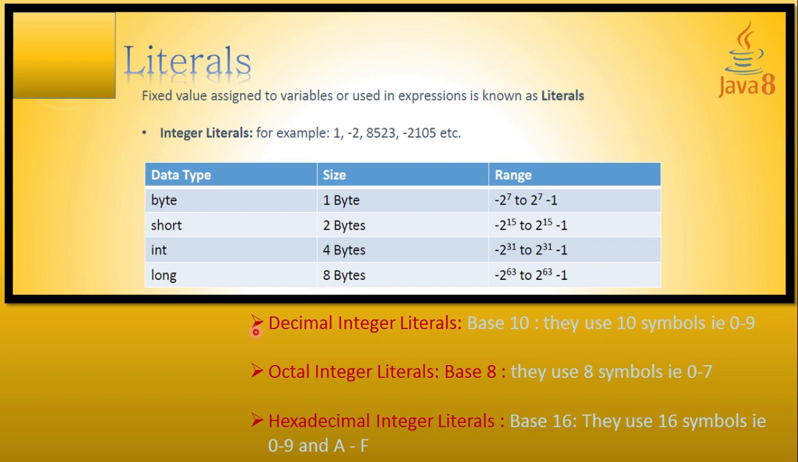Integer literals can be classified into three again: decimal integer literal, octal integer literal, and hexadecimal integer literal. See, decimal. What does deci mean? Do you know? Deci means 10.